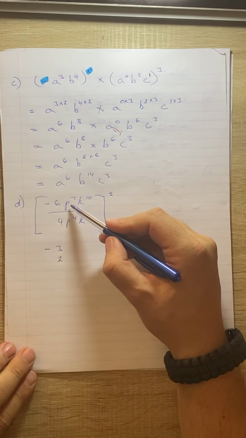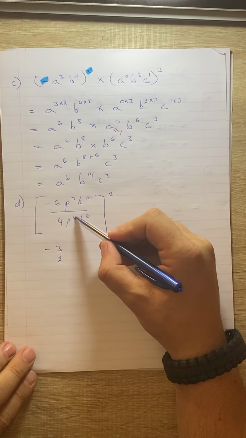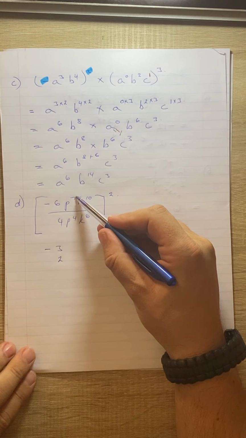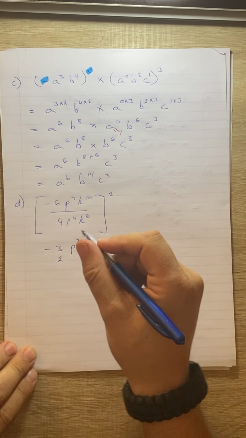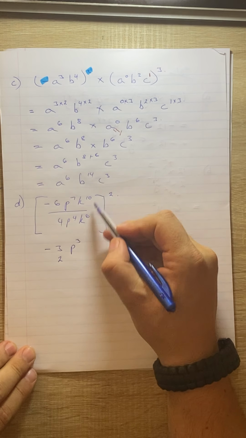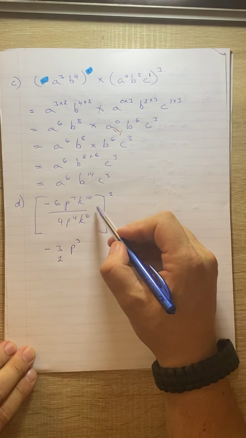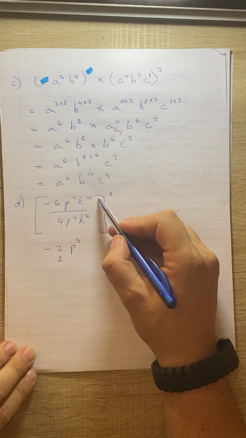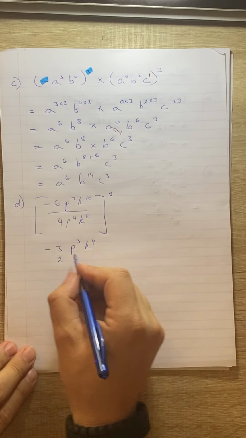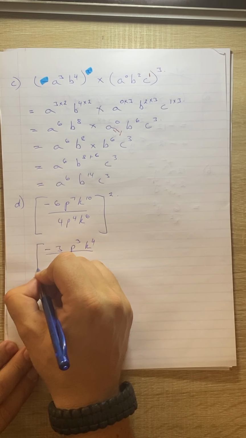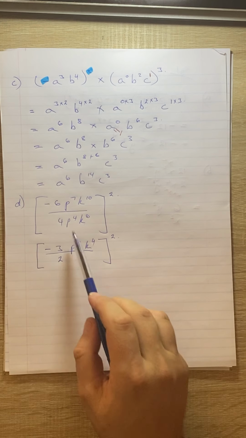Then we've got 7 p's at the top, 4 p's at the bottom. So 4 p's will cancel with 4 at the top, and we're left with p cubed. Then we've got 10 k's at the top, 6 k's at the bottom. So the 6 k's at the bottom will cancel with 6 k's at the top, and you're left with 4 k's up at the top. All right, and this was all squared. All right, so we've just simplified.